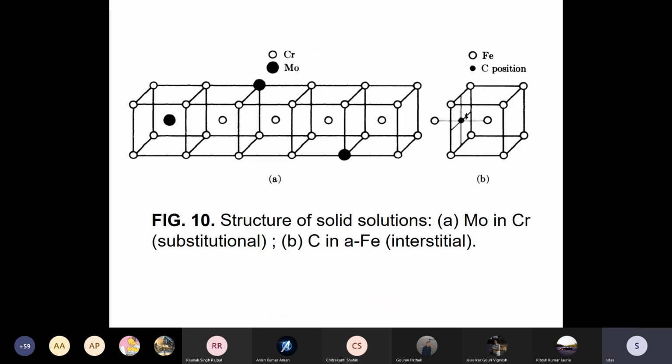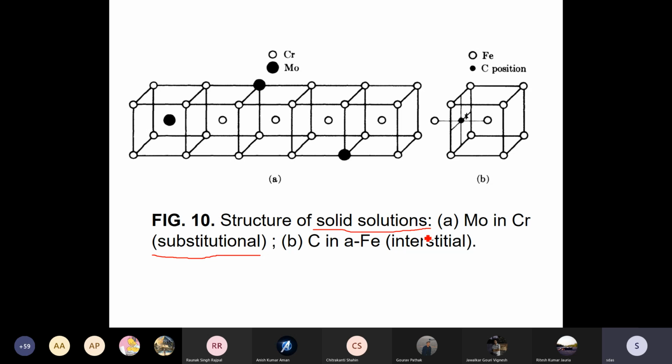Now, one last thing about crystallography. You see, this is the structure of molybdenum in chromium. Chromium is a body-centered cubic metal. The open circle is chromium, and moly is the solid circle. When I'm making an alloy of moly in chromium, one of those lattice sites is occupied by the molybdenum atom. This type of alloy is called a substitutional solid solution.